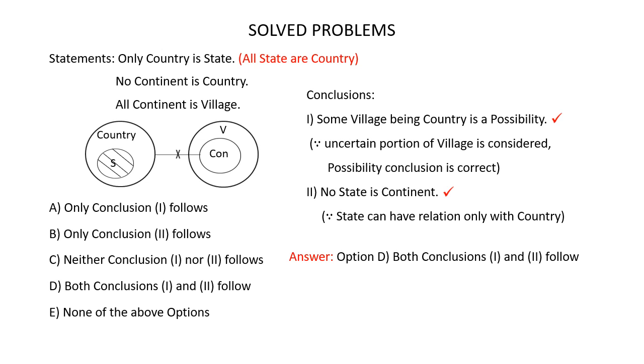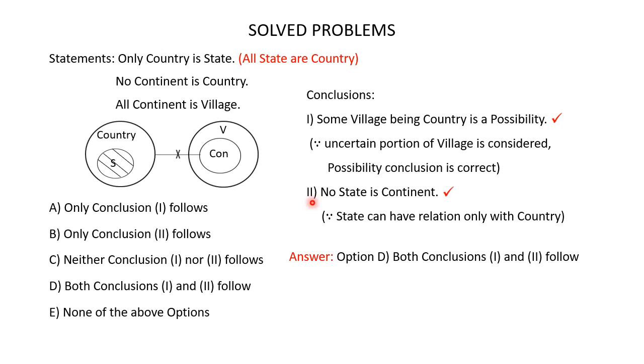Now, the logic here is that here we are considering the uncertain portion of village. Now, the uncertain portion of village does not give us any indication of whether this portion of village can be contained within continent or not. So, this gives rise to two possibilities. This portion of village can be contained within continent, or this portion of village cannot be contained within continent. Now, if this portion of village cannot be contained within continent, then this portion of village can have a relation with country, because there is no restriction between this portion of village and country. So some village can be country. So the conclusion some village being country is a possibility is correct. Conclusion 1 follows.